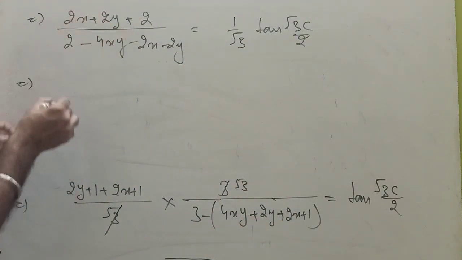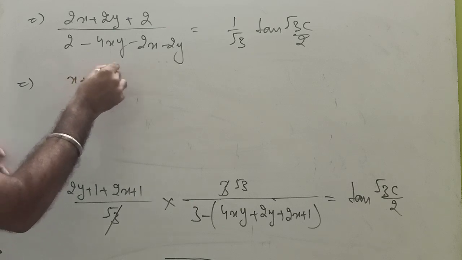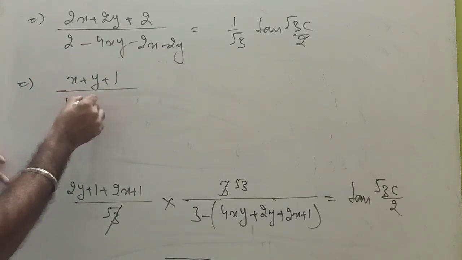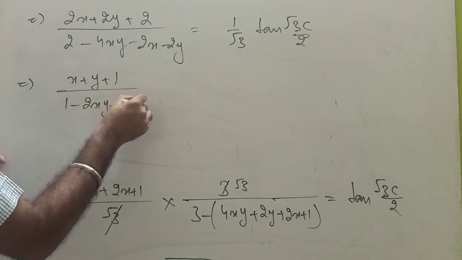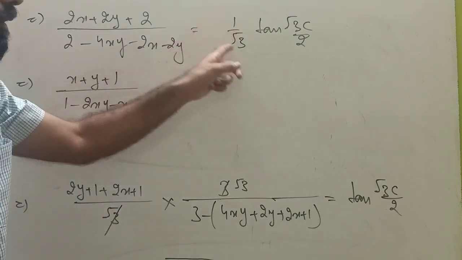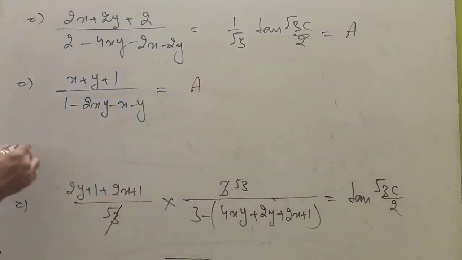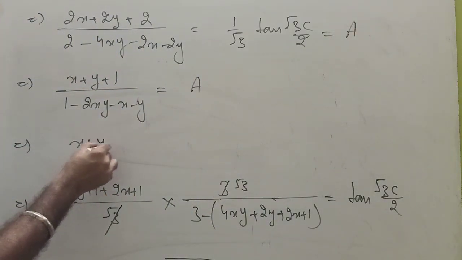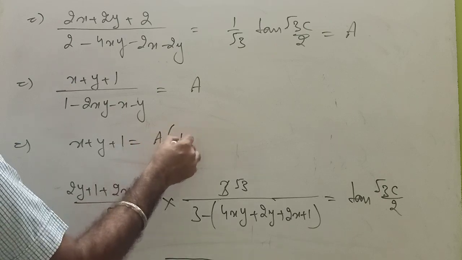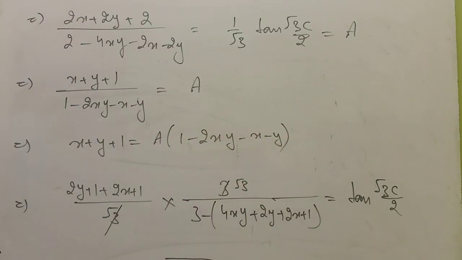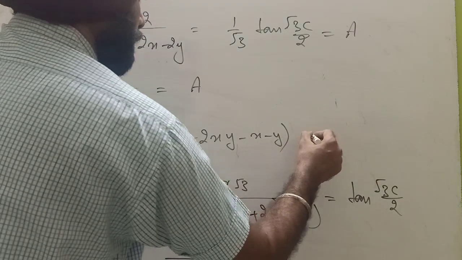Now take 2 common, (x plus y plus 1) divided by, again 2 common, (1 minus 2xy minus x minus y), is equal to this constant thing, and let us take this constant as capital A. Then cross multiply, x plus y plus 1 is equal to A into (1 minus 2xy minus x minus y). And this is the required answer.